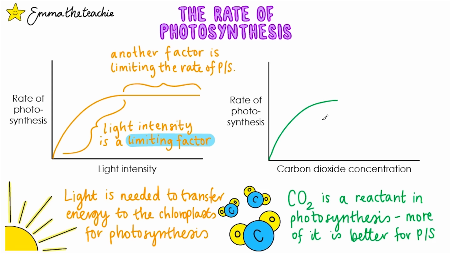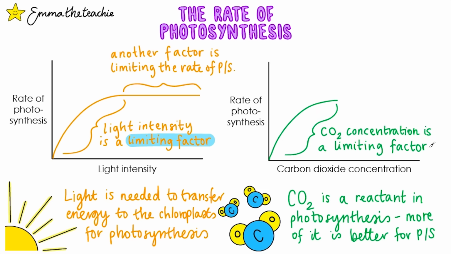At the low concentrations of carbon dioxide, this is limiting. So we say the CO2 concentration is a limiting factor at these concentrations. Beyond a certain concentration, carbon dioxide stops being the limiting factor, and instead it's a different factor that limits the rate of photosynthesis.